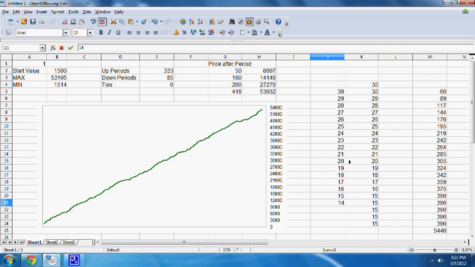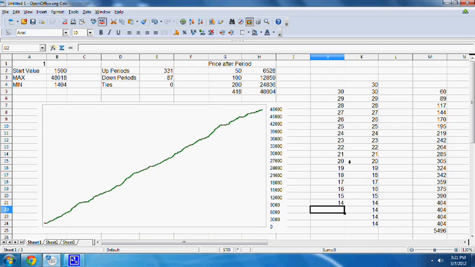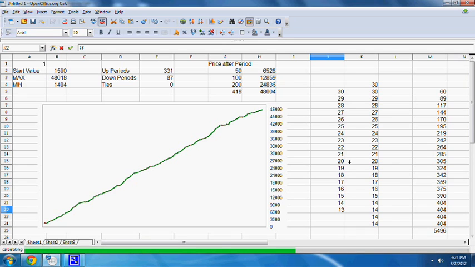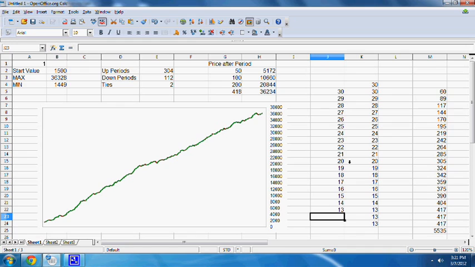14. Still pretty much going straight up. You can see some of the sideways corrections, just a little bit. 13. You can see the sideways corrections a bit more. Now it's about a 3-to-1 ratio for up to down days. Only up to 36,000 now.